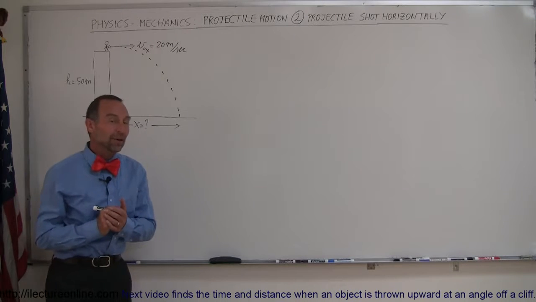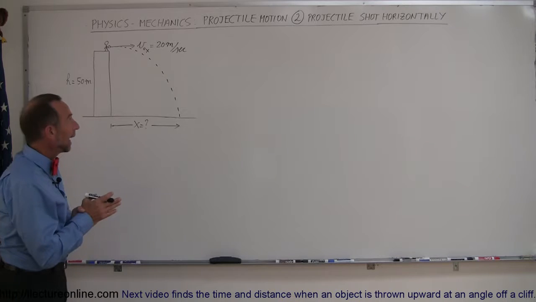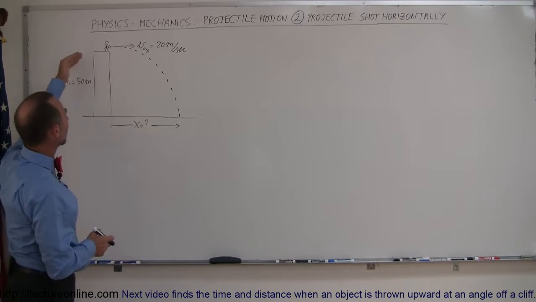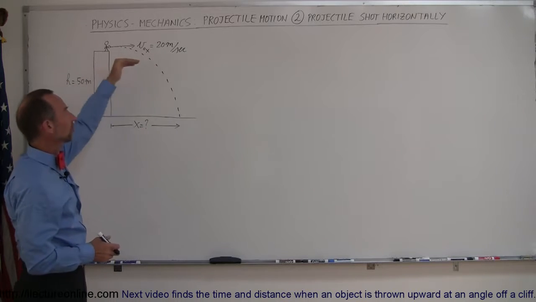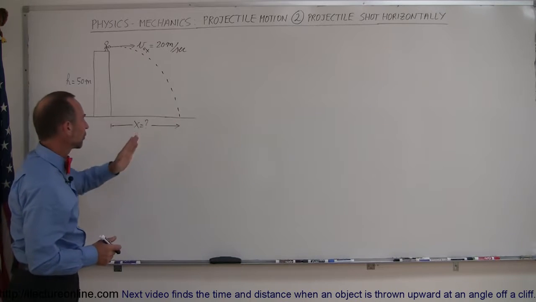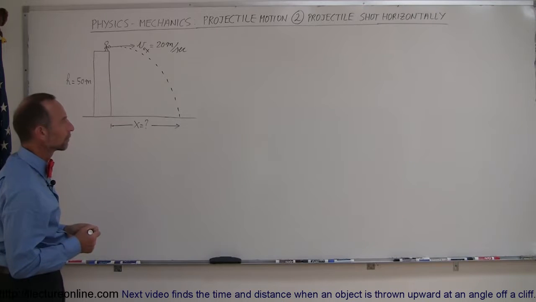Here's our first example of how we work with projectile motion. This is again motion in 2 dimensions. And our first example has somebody on top of a building 50 meters high who throws out a projectile at 20 meters per second horizontally. So how far will it go before it hits the ground? What's the range, or what is x equal to when it hits the ground?